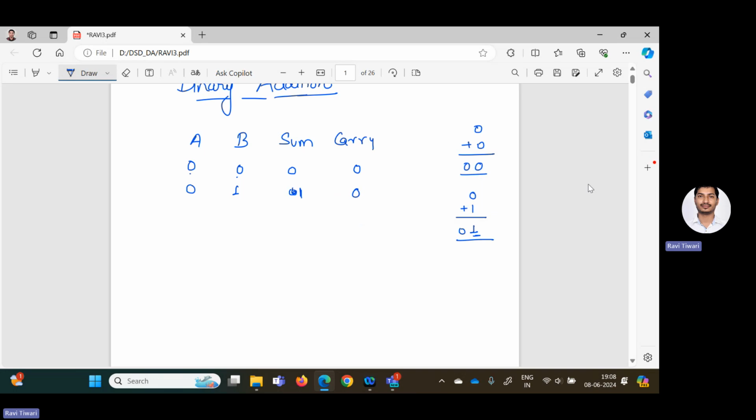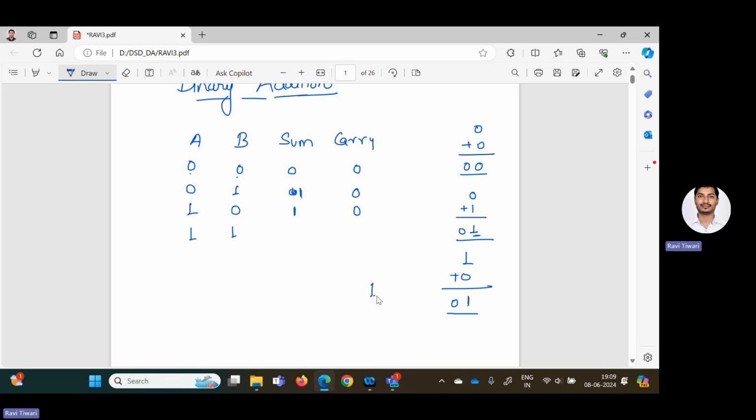Similarly, the third possible combination is 1, 0. If you add 1 plus 0, I will get 1 here and there will not be any carry. That means it is 0. So sum is 1 and carry is 0. Similarly, the fourth possible combination, if we are taking two single bits, is 1, 1.